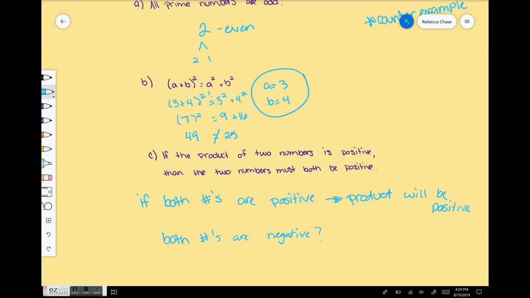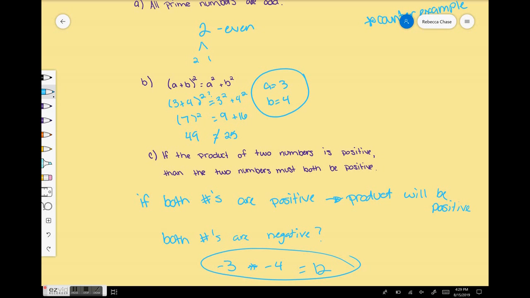Okay, so let's think about that. So both numbers are negative, so we'll use 3 and 4 again. Negative 3 times negative 4. Well, when I multiply two negatives, we know that it's a positive, so that's going to be positive 12. That right there, that's my counterexample. Okay, so proving that a conjecture is true is a lot harder than proving that a conjecture is false.